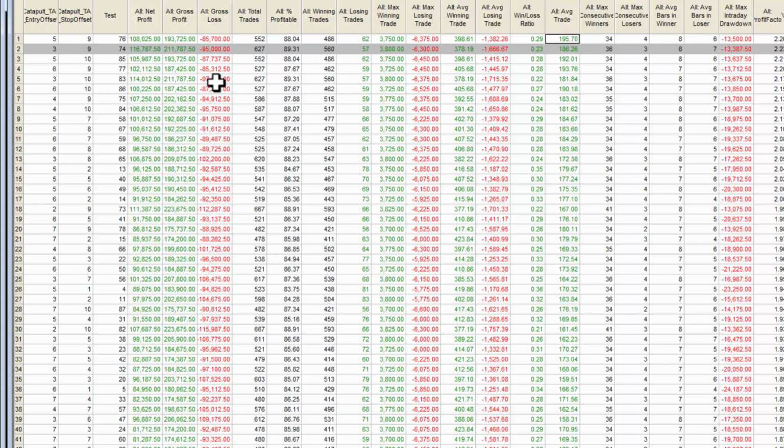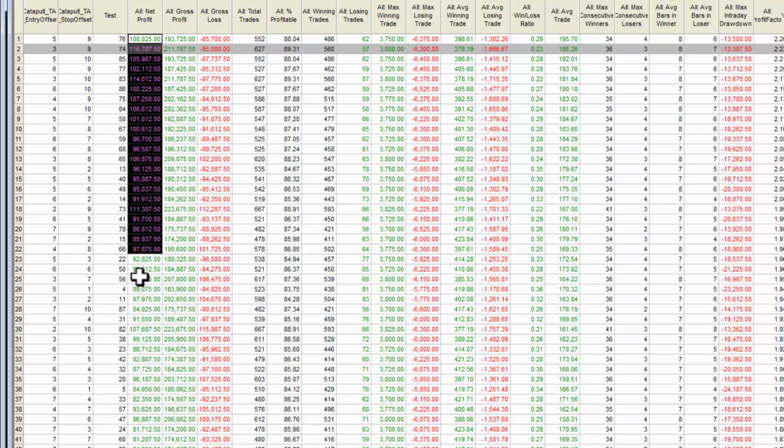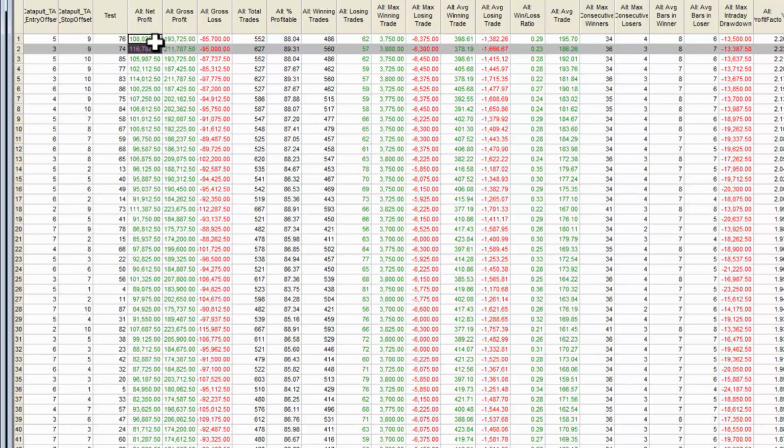So the good news is that no matter what setting, no matter what group of entry and stop numbers you were to choose, they're all good. Notice that they're all winning a lot. That shows robustness in the trade plan. And this is a beautiful benefit that a lot of people don't realize when they're working on a trade plan.